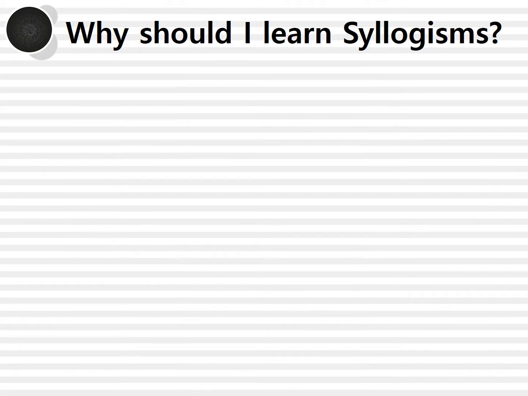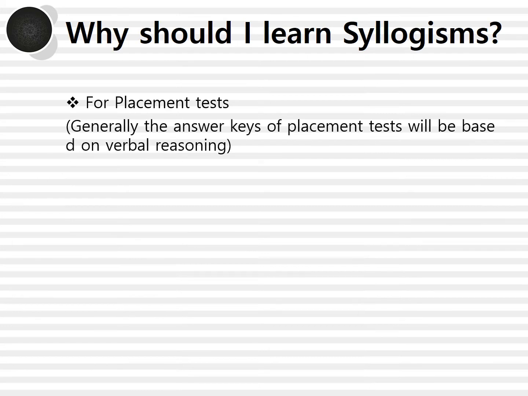So why are we learning this topic? First and foremost, it is for placement tests. Syllogisms can be solved using Venn diagrams and also using the verbal reasoning rule method. We are going to focus on the rule method because that is the best for solving two-statement syllogism questions, and generally the answer keys of the placement test will be based on verbal reasoning.